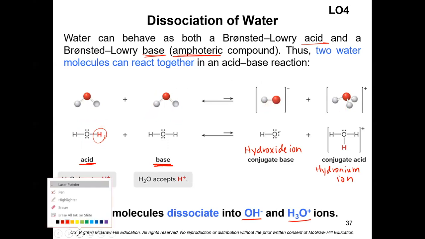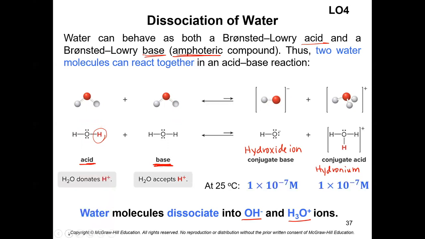How small is that amount? It's actually very small, but we can measure it. So that amount at 25 degrees Celsius is going to be 1 times 10 to the negative 7 molar hydroxide ions. And then you're also going to have 1 times 10 to the negative 7 molar hydronium ions. Okay, so it's a very, very small amount, but it's enough for it to be measured.